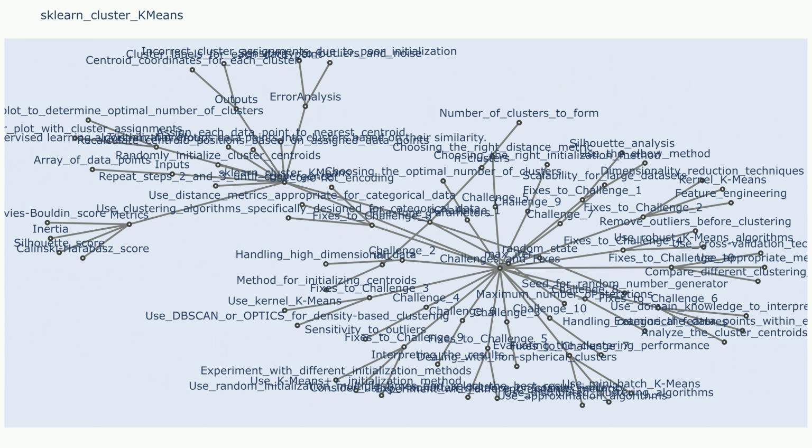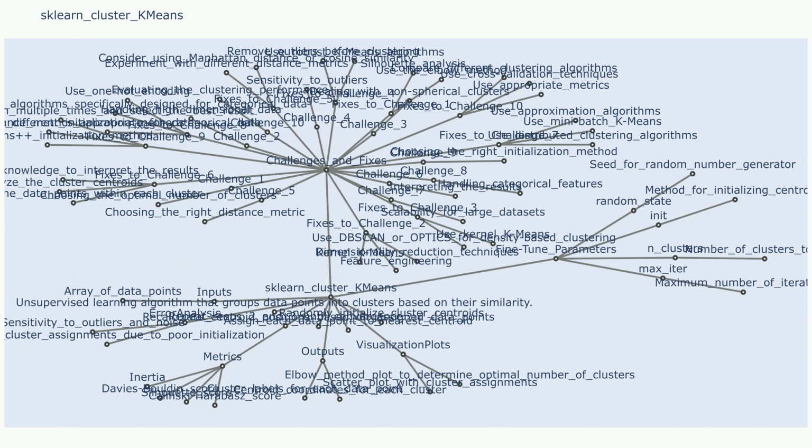Fine-tune parameters. n_clusters, the number of clusters to form. init, the method used to initialize the cluster centroids. Options include random, k-means++, or providing your own centroids. n_init, the number of times the K-means algorithm is run with different centroid initializations. The results from the run with the lowest WCSS are selected.